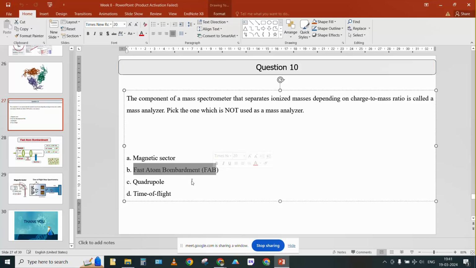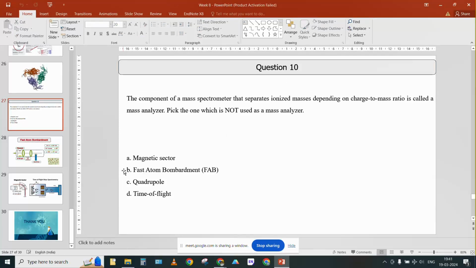So this option is not used as a mass analyzer, while magnetic sector, quadrupole, and time of flight can be used as a mass analyzer. So the correct answer for question 10 is option B, that is fast atom bombardment.